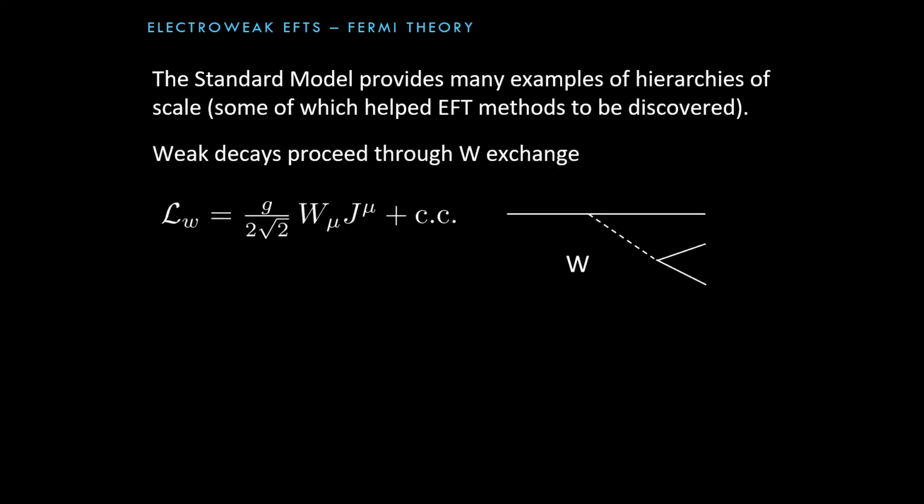Of course, the poster child for this whole thing is the weak interactions. We know that in the standard model, particle decays, for example, the muon decays, are happening because the W boson is emitted and reabsorbed. The basic interaction in the standard model that does that is linear in the W boson and involves bilinears of the spin-half particles.